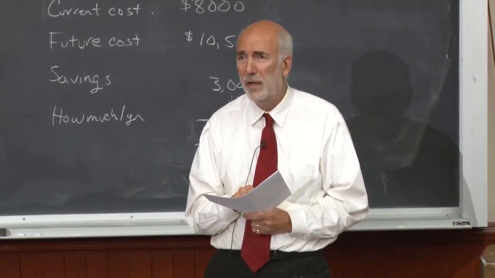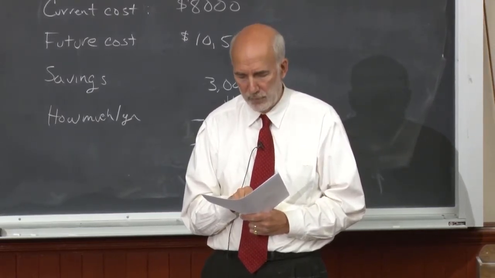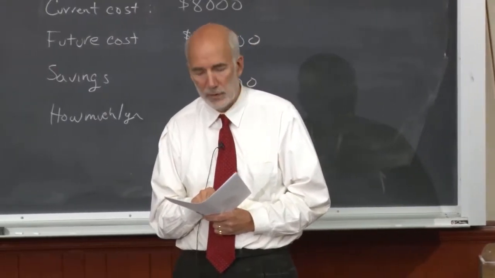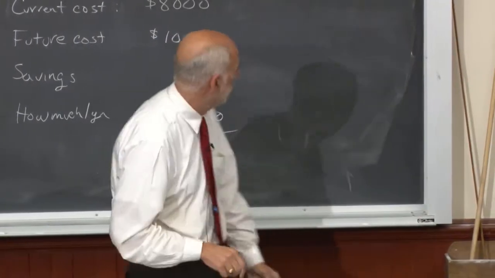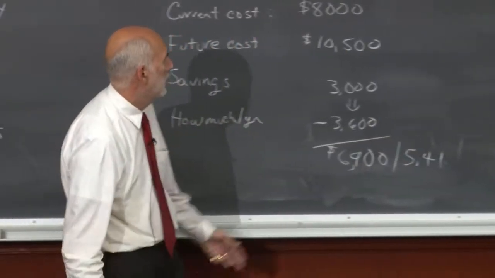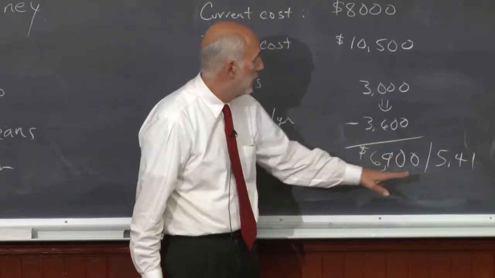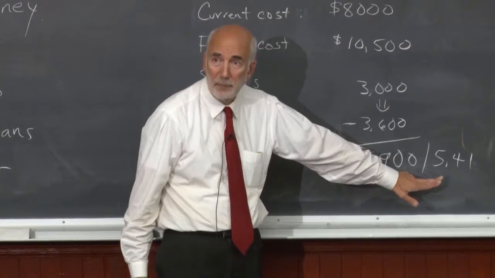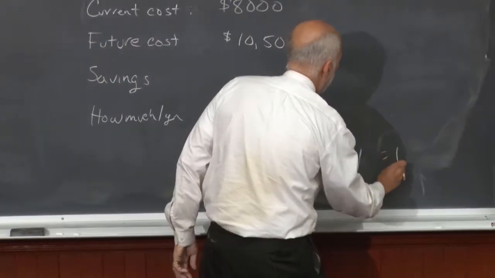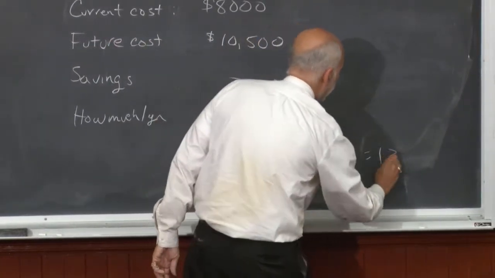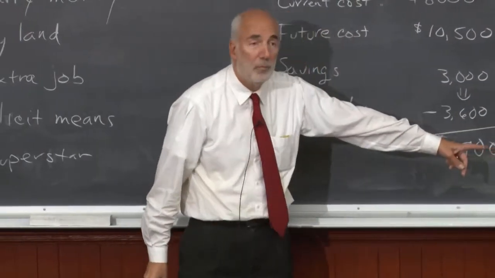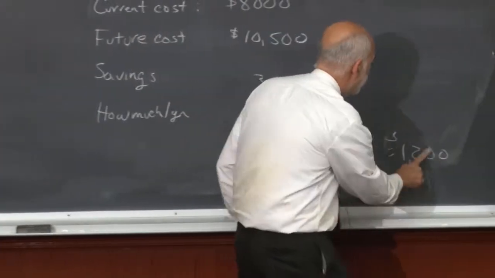Well, that's at 5. Did I say 5 or 4? 5.41, right. Does everybody see the 5.41? In the 4% column, 5 years. So 5.41. So if $1 does that, if I divide 6,900 by that 5.41, I get a number like maybe $1,200 or $1,100, something like that. Those of you who have a calculator can help me out. $1,275. Okay.